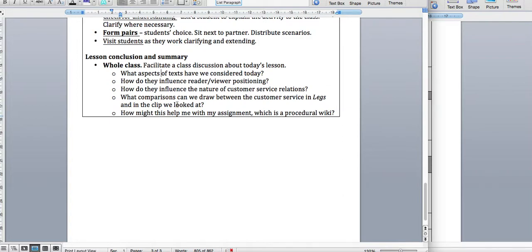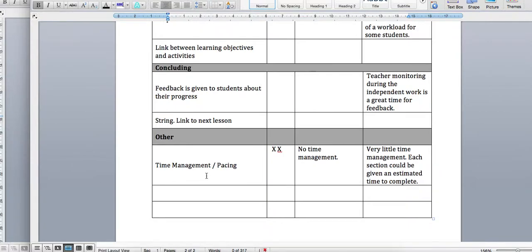Perhaps there could be a little bit more in there about, in the next lesson we're going to do this. It does make a link to the assessment though, which is always a nice thing to do. It reminds students of why today was a relevant lesson to them. And somebody's added in here the time management and pacing.